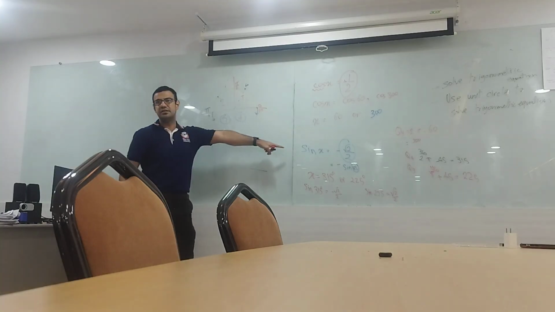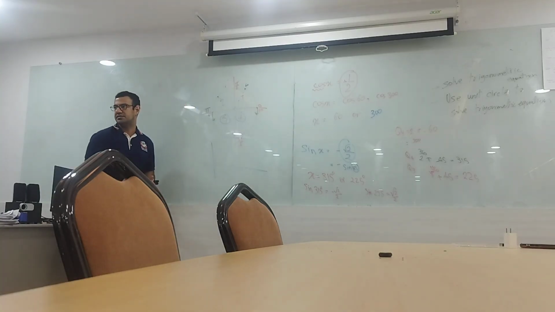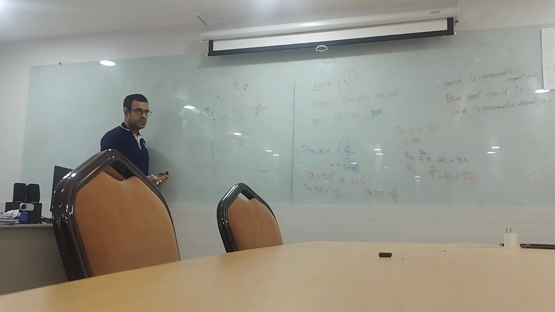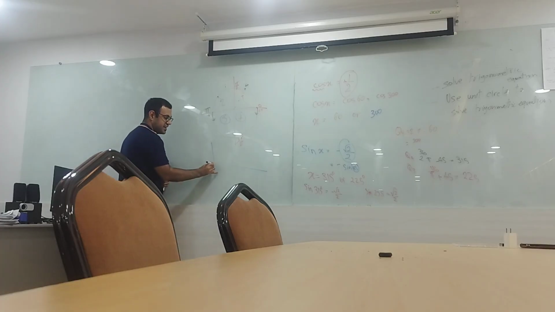Now I have sine, right? Sine starts from where? 0 or 1? 0, 1, 0, then again 0, 0, 1, 0.